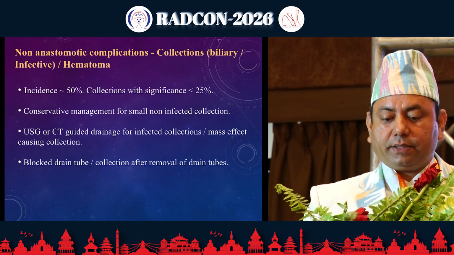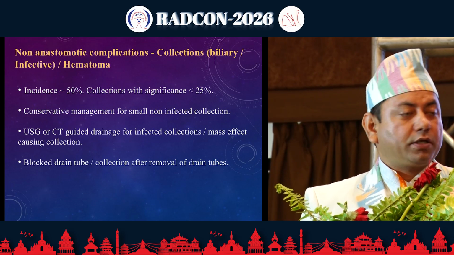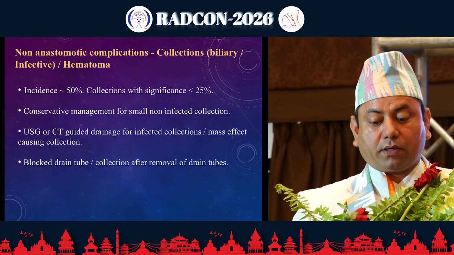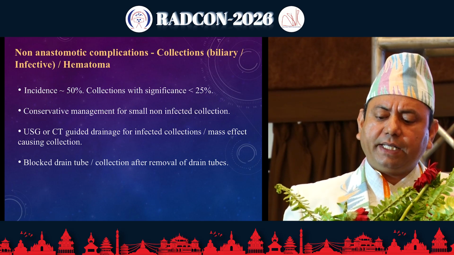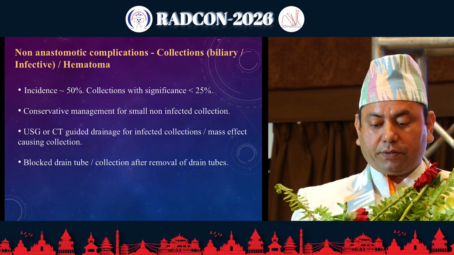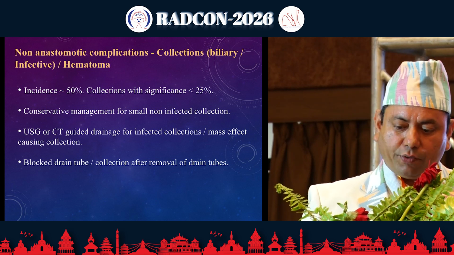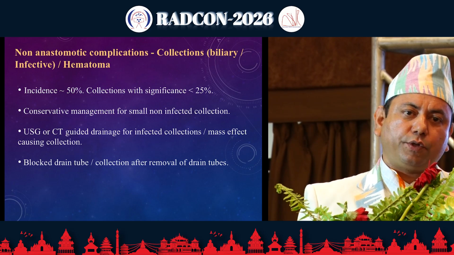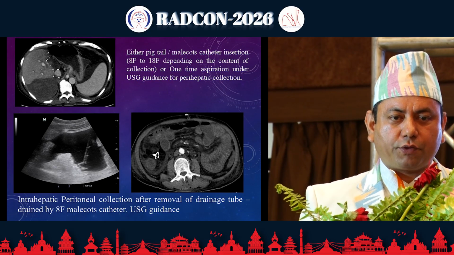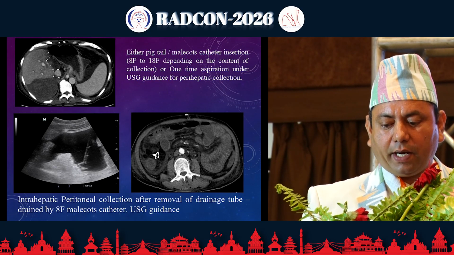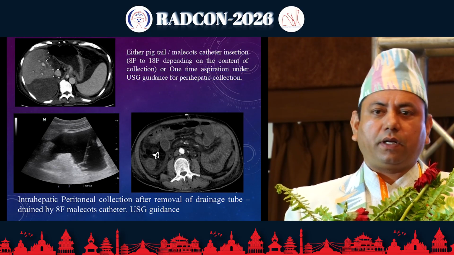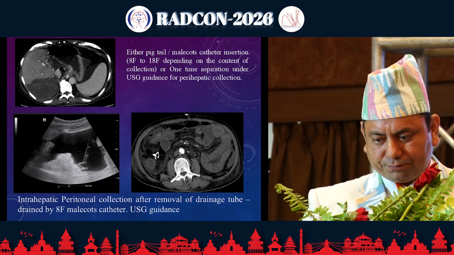Non-anastomotic complications are biliary, infective, hematoma, and collections, with an incidence of less than 25%. Conservative management for small non-infected collections can be done. Ultrasound and CT guided drainage of the infected collections, bilomas, can be done. If there is a blocked tube, we can remove the tubes and manage accordingly. Different types of catheter have to be used according to the viscosity of the fluid, whether it is thick or thin. From 8 French, we can go up to 14 French and drain the collections, or minimal small focal collections can be managed with a single puncture aspiration.